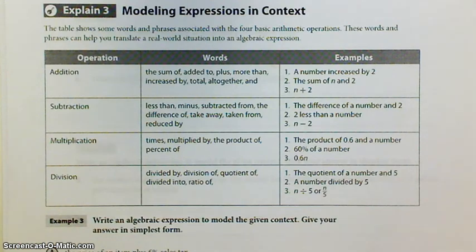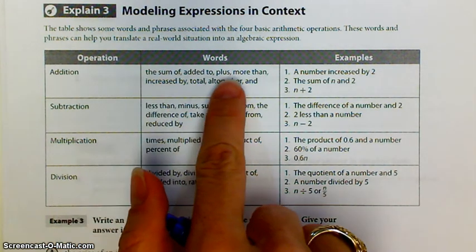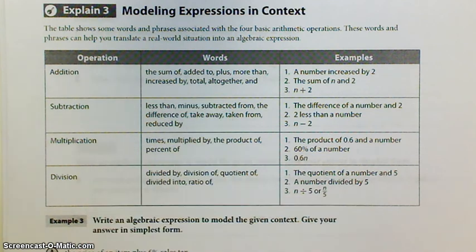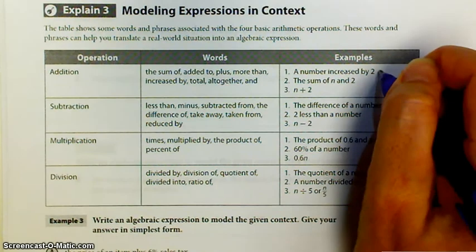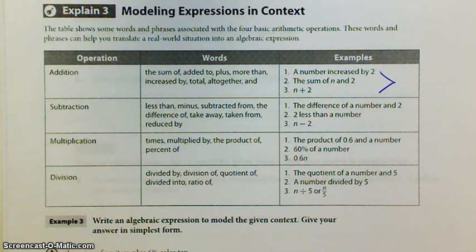All right, on page 50, you have a table that's kind of handy. Again, the more you do it, the better you're going to get at it. But when you see phrases such as the sum of, added to, plus, more than, increased by, total, altogether, things like that, think addition. Over here, a number increased by 2, the sum of n and 2, or n plus 2, those all say the same thing algebraically. It's n plus 2.